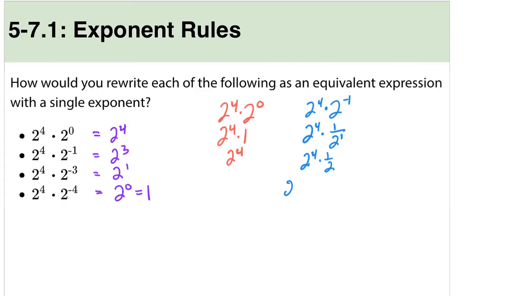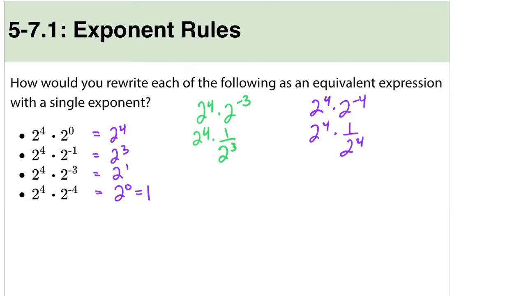And if we multiply that out a little bit more, there's 2 to the 4th times 1/2. Well, if I simplify before I multiply, I would be able to get rid of some of those 2's, and so I'm left with 2 to the 3rd, which is what we see using our exponent rules by adding over here. Here's a look at the last two.